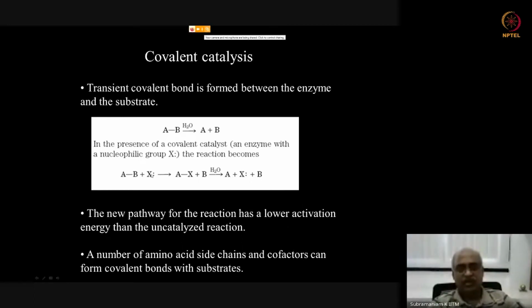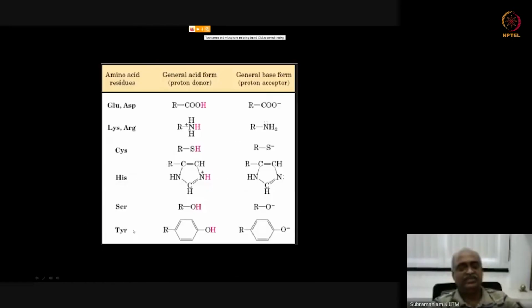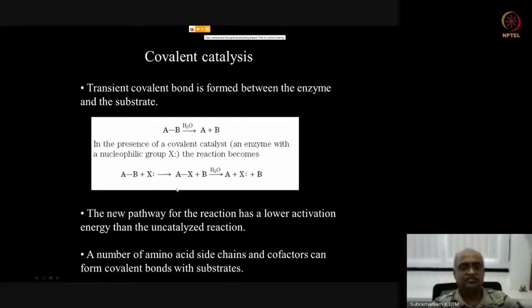So this sort of a covalent bond formation in the active site is what you call covalent catalysis. This happens quite often with enzymes with cysteine, serine, threonine, tyrosine, where this hydroxyl group, this alcohol group, or this thiol group participates in covalent intermediate formation.